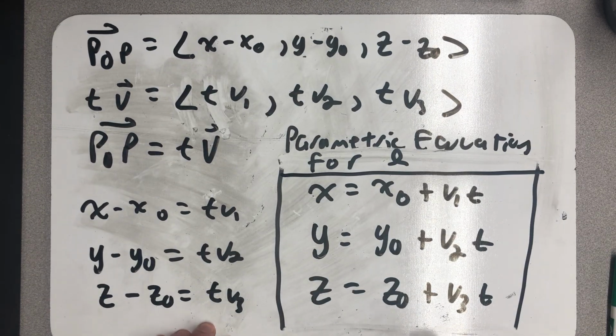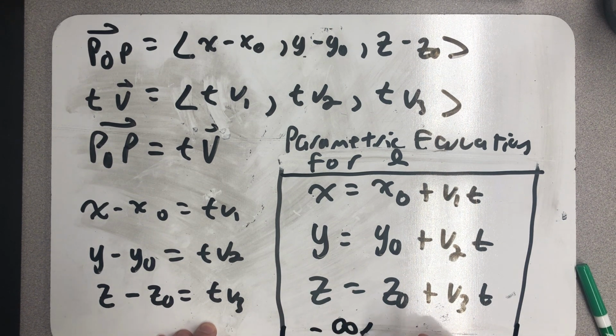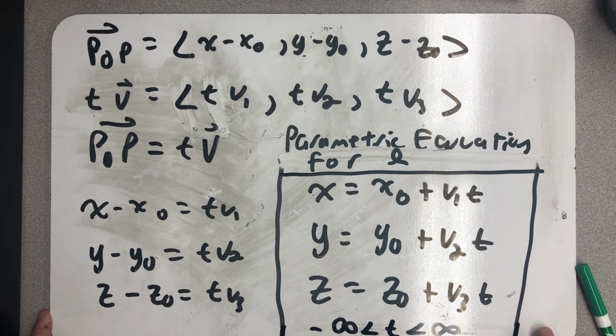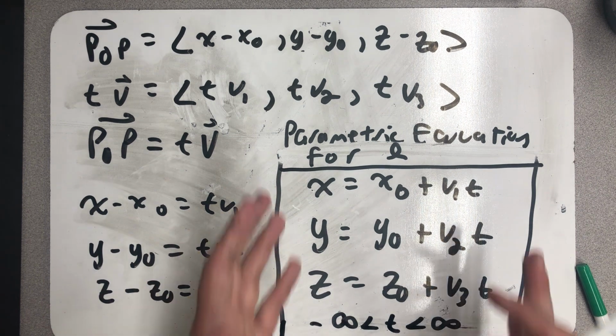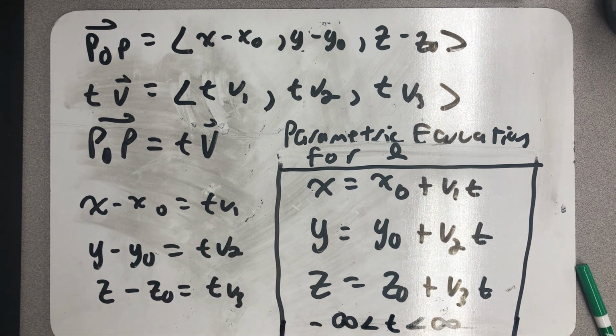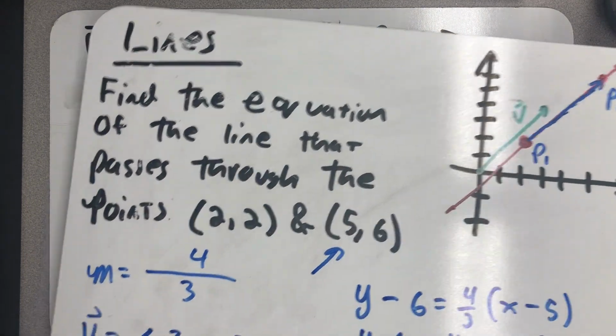One thing about parametric equations, it's always a good idea to let your reader know what parameter interval. To get the whole line, we need every possible real number for t. All right, so now these are equations that generate that line, parametric equations. This works in the plane too.